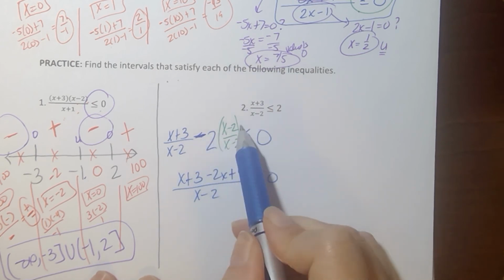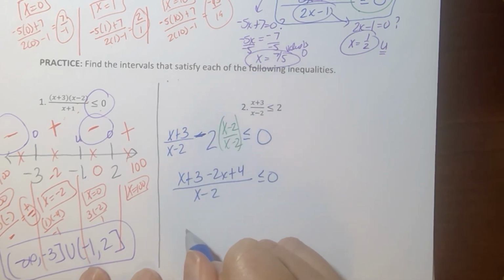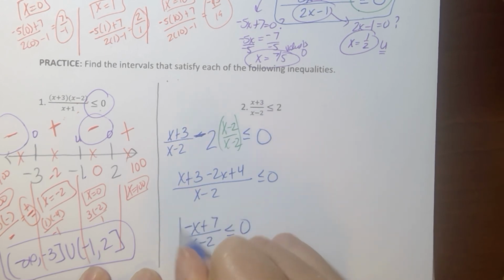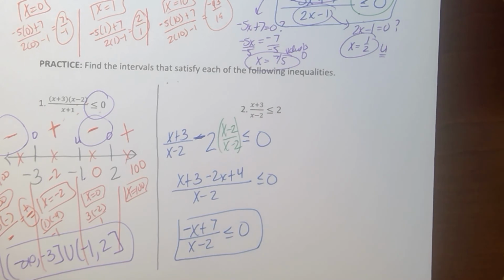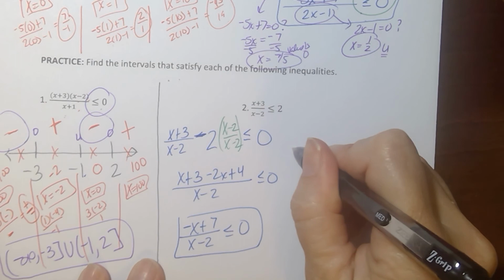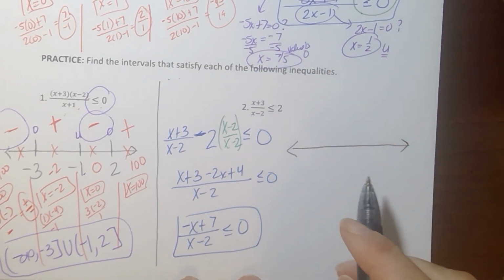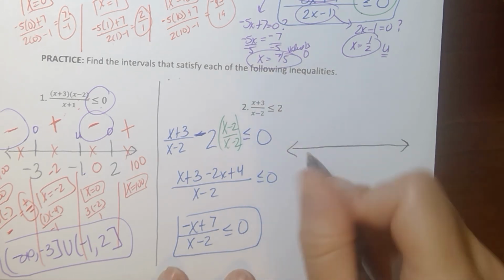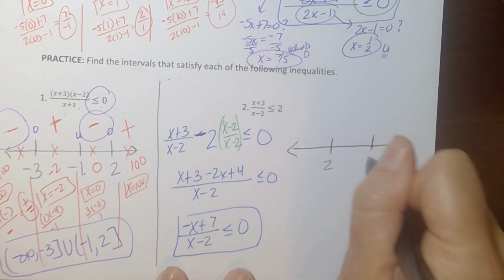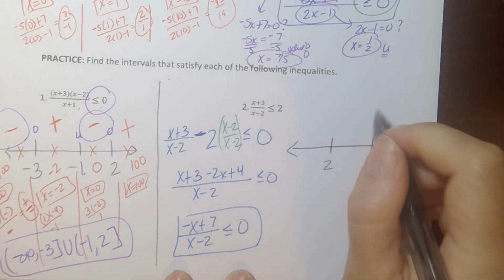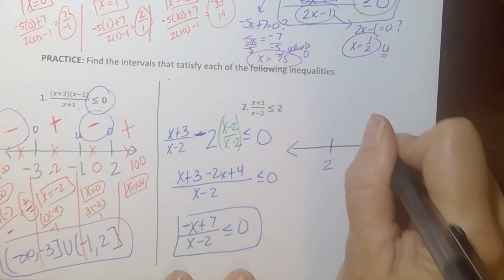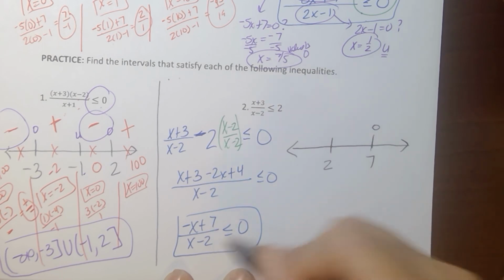Remember, when we distribute, we're distributing that -2. So this is the rational inequality that we're working with. I'm going to need my number line to put my intervals on, my boundary points. I end up with a +2 and a +7. The +7 comes from the numerator, so it's a value of 0. The +2 comes from the denominator, so it's a place where the function is undefined.